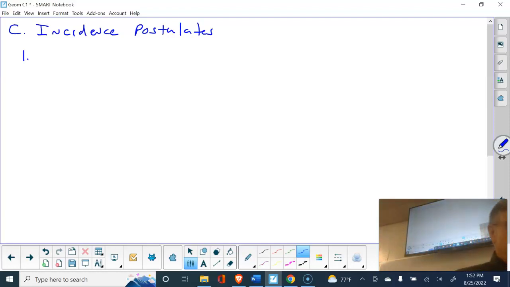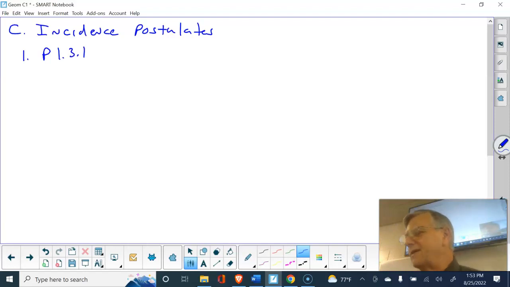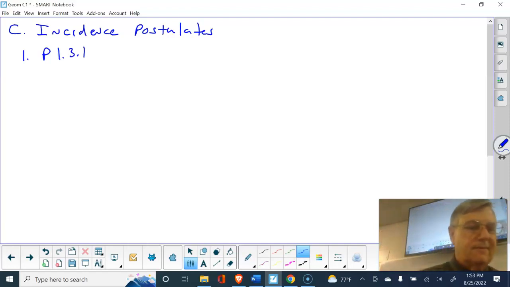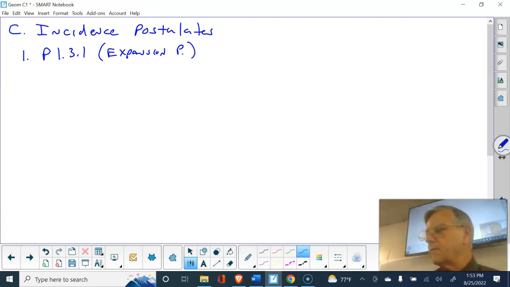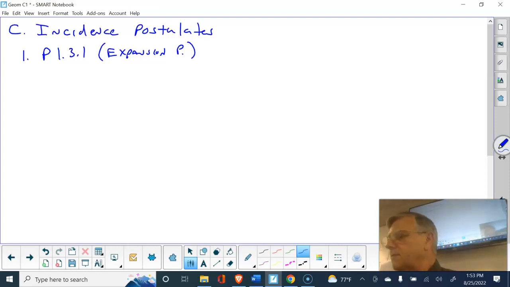So, for example, our course, this is P for postulate 1.3.1. Great. And the name in parentheses is the expansion postulate. And I'm just going to go P for postulate. And there are 3 parts to it, so let's try to use 3 separate lines.